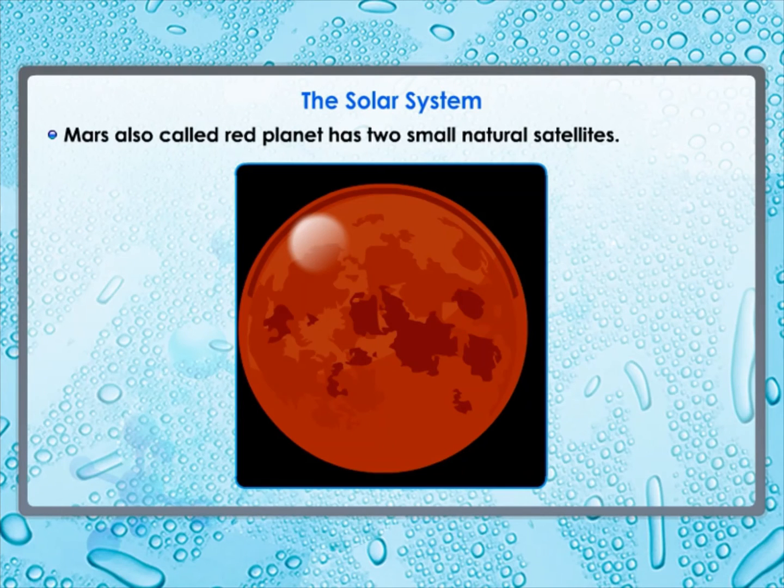The next planet, the first outside the orbit of the Earth, is Mars. It appears slightly reddish and therefore it's also called the red planet. Mars has 2 small natural satellites.